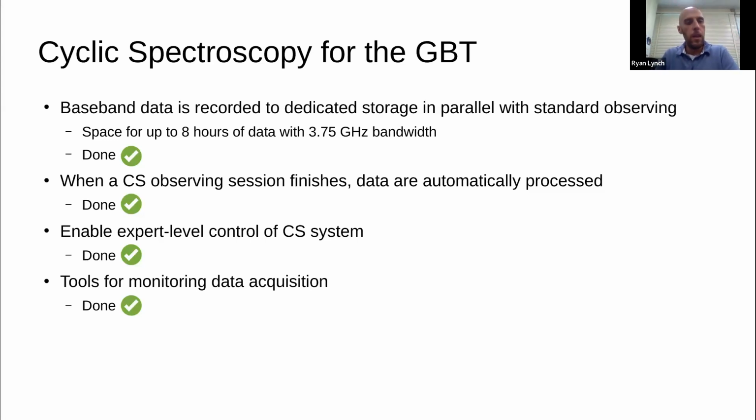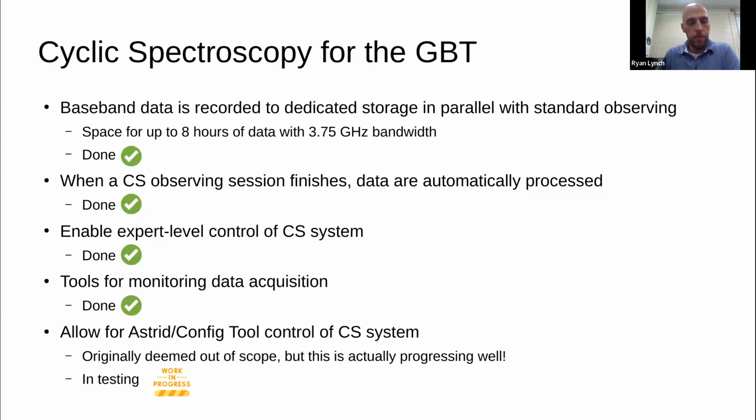So that's done. When an observing session that wants to use cyclic spectroscopy finishes, these data will then automatically be processed. And we have a system that manages all of that, knows when an observation that wants to use cyclic spectroscopy has started and when it has finished, and fires up the processing systems automatically. And so that's done. We have the expert level control of the CS system enabled, and that's done. And we have some tools for monitoring the data acquisition as well.